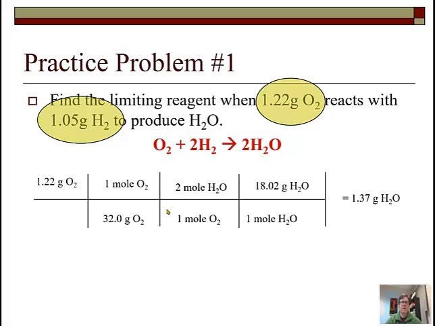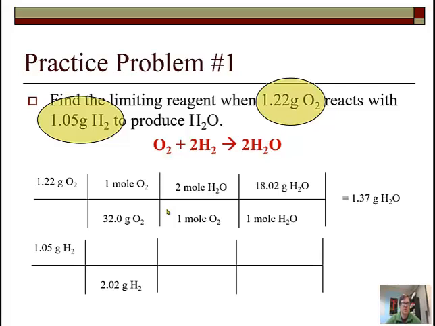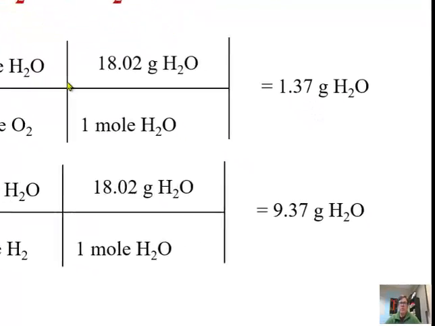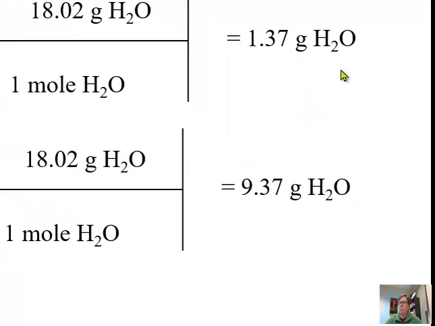We'll do the same thing, but we'll start with hydrogen. Okay, so a little different starting there. And we have a 2-to-2 ratio, so 2 moles of hydrogen per 2 moles of water, and then we'll convert it into grams again, and we get 9.37. So if we look, we can see we produce much less water starting with oxygen than we do with hydrogen.